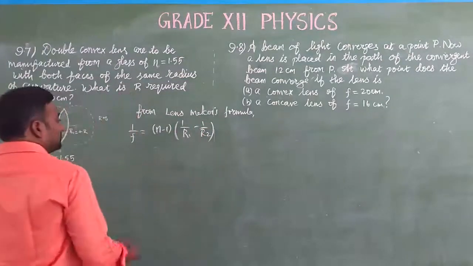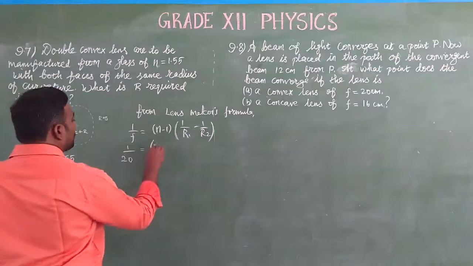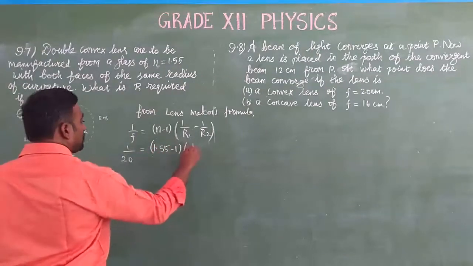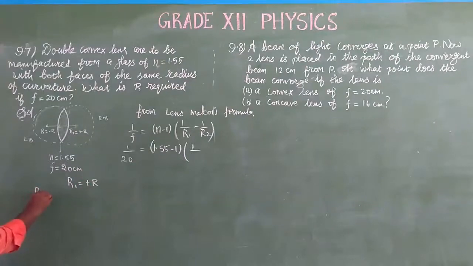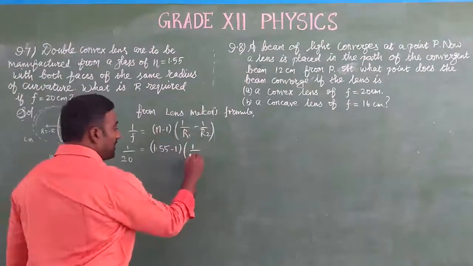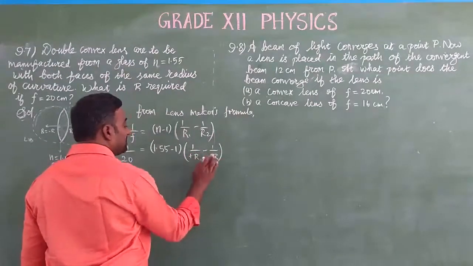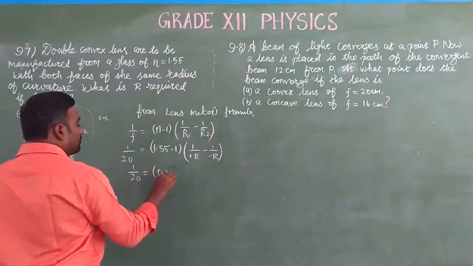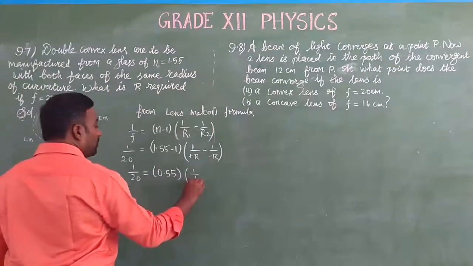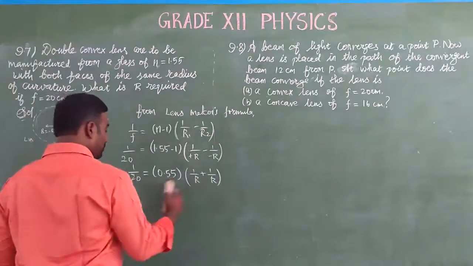So the focal length is 20 centimeters, 1 by 20, which is equal to the refractive index 1.55 minus 1, into 1 by r1. What is r1? Here r1 is on the right-hand side, so that is taken as plus r, and r2 is on the left-hand side, that is taken as minus r. So 1 by r1 is plus r, minus 1 by r2 is minus r. So minus into minus becomes plus. In the next step we will enter: 1 by 20 is equal to 0.55 into (1 by r plus 1 by r). So what is the value? It becomes 2 by r.